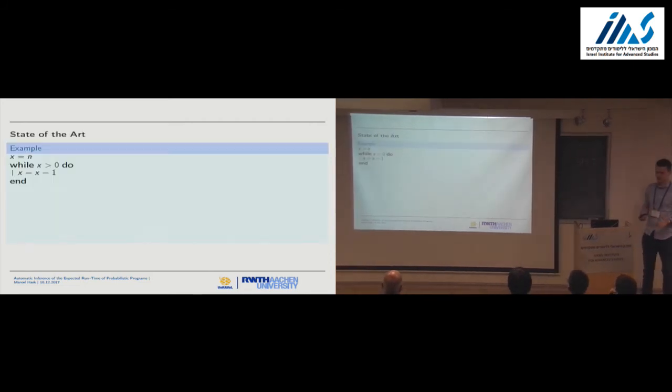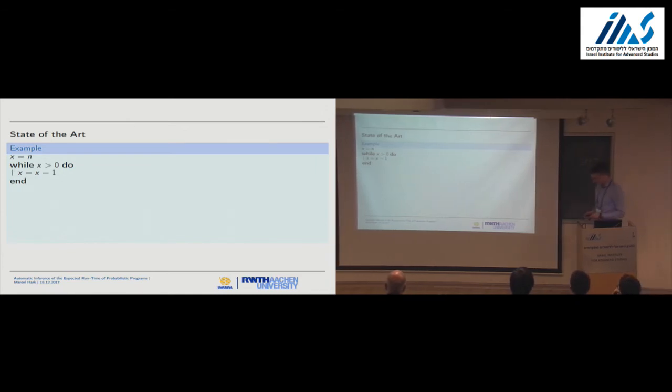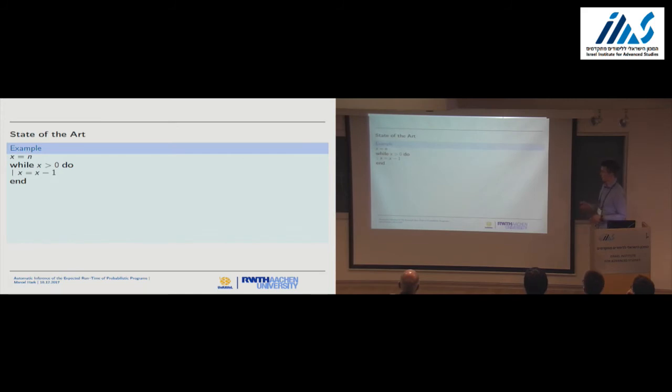So far, we have considered the automatic inference of the runtime of deterministic programs. And here's an example of such a program. We have two program variables, x and n, and here this is an assignment. x is assigned the value of n, and we assume that they take integer values. And then we have a while loop, which is very simple, where x is just decreased by 1. And now the question is, what is the runtime of this program?